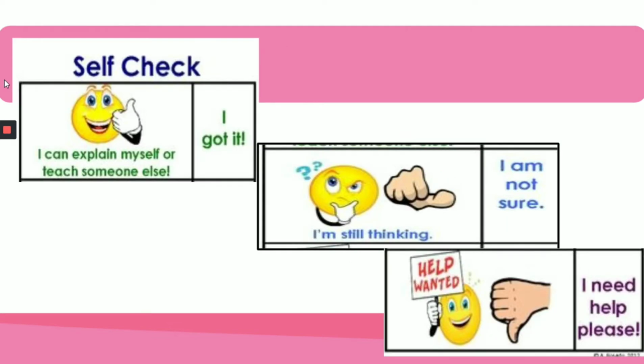Do the self-check, assess yourself. Thumbs up if you got it, fist bump if you still have some questions in mind, and thumbs down if you need more help and assistance in understanding the lesson. I hope most of you chose thumbs up, but don't worry for those who did fist bump and thumbs down. We will still discuss and learn this in our synchronous class.